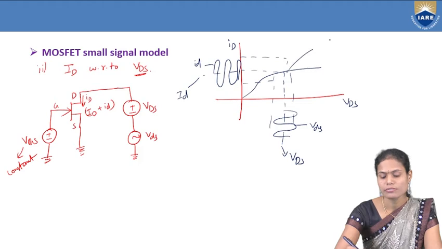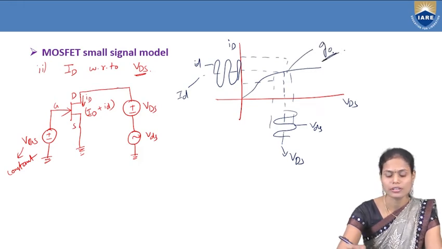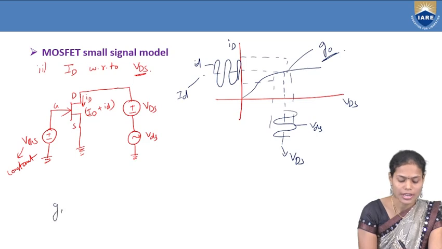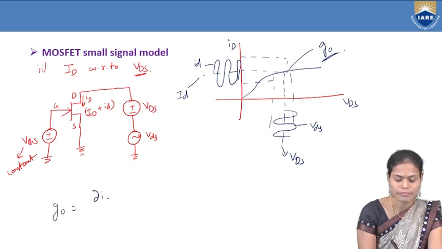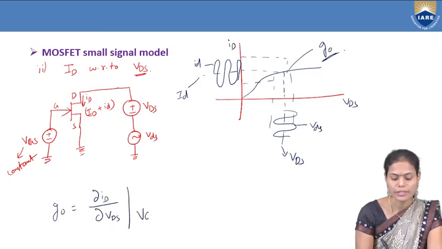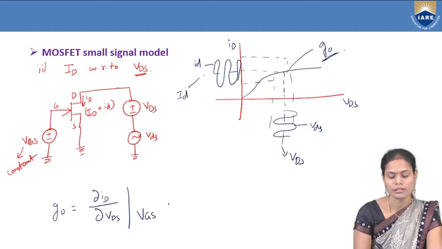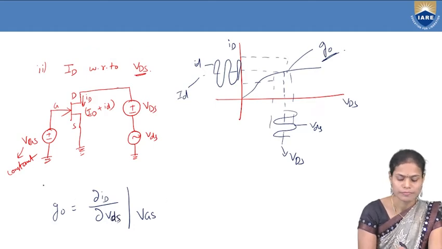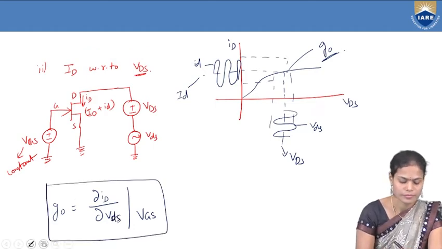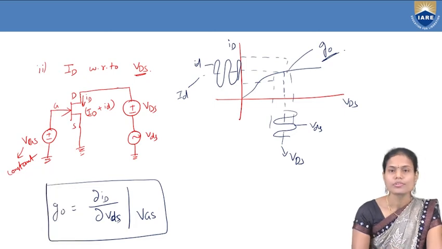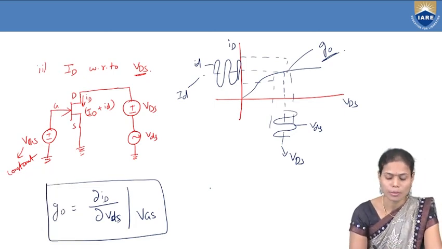So from this curve we can get the parameter that is g0, again a conductance, but here the g0 value is the variation of the drain current with respect to the variation of the drain to source voltage by keeping the gate to source voltage constant. So in this particular case we got the g0 parameter.